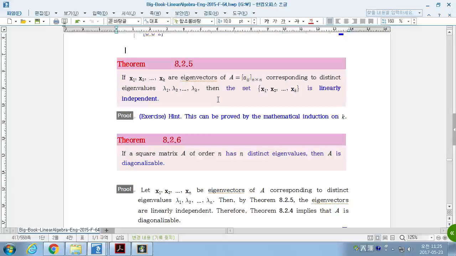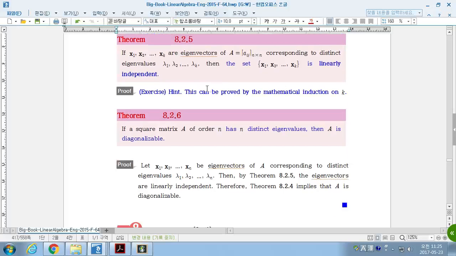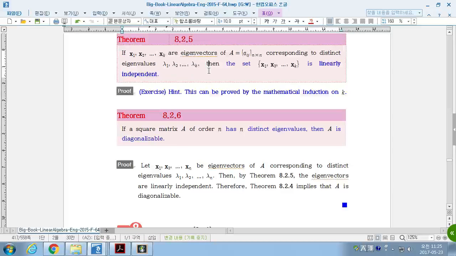오케이, next section. Theorem 8.25. If xi's are eigenvectors of A corresponding to distinct eigenvalues, lambda 1 to lambda k. If you have n by n matrix, but you only have k distinct eigenvalues. Okay? With some algebraic multiplicity. Okay? 이게 n by n 행렬이기 때문에 아이겐밸류는 n개예요. 근데 그 중에 서로가 중근이 있을 수 있으니까 서로 다른 아이겐밸류는 k개가 있을 수 있는 거야. Okay? So in that case, this theorem says the corresponding eigenvectors to distinct eigenvalues are all linearly independent. This is what it says.